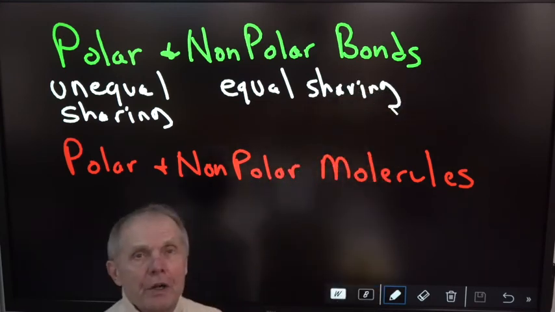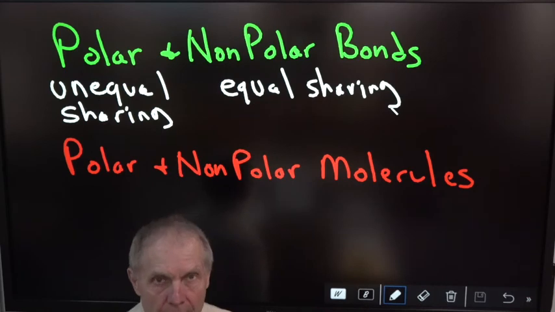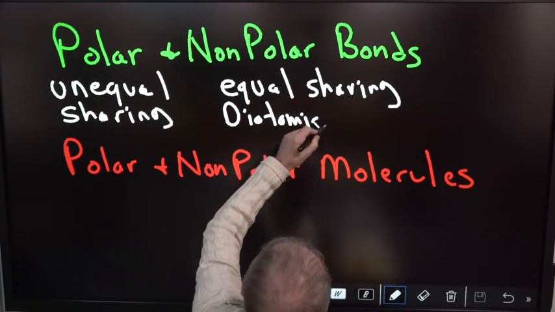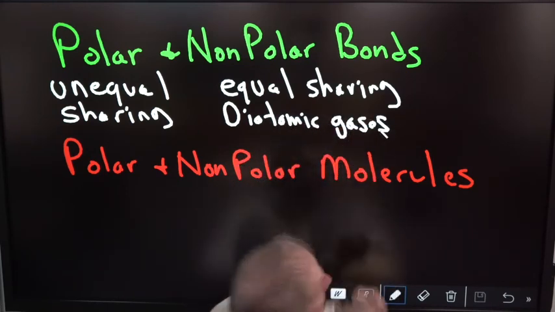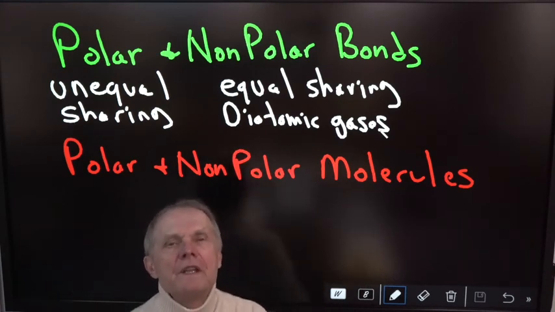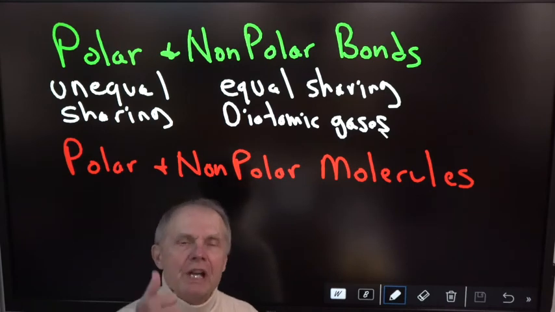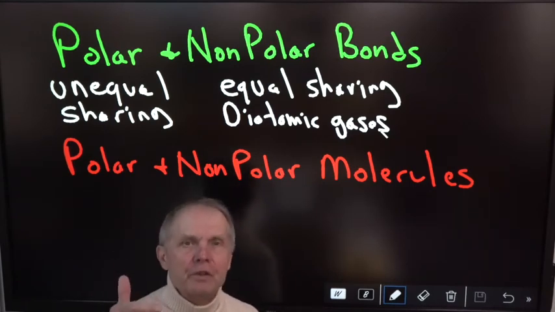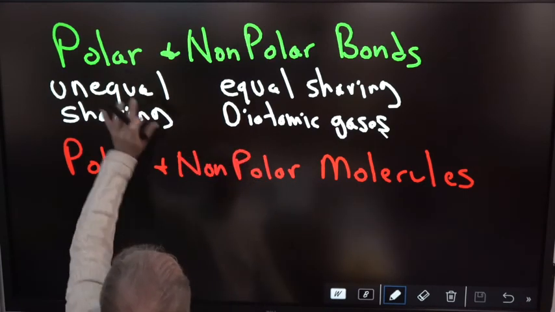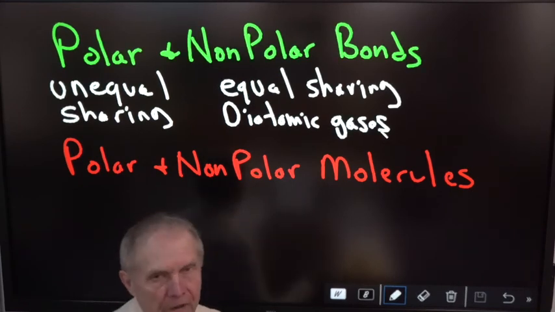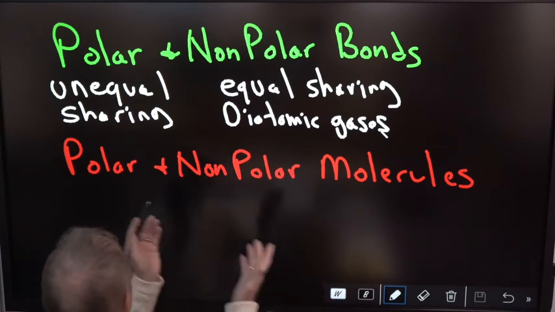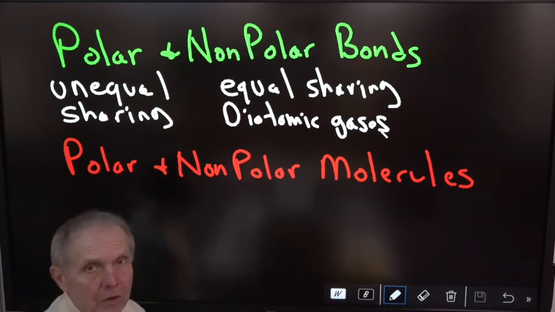Going to be equal sharing, and the only example of equal sharing are these. So, nonpolar bonds are only found between the atoms of diatomic gases. N2, O2, F2, Cl2, Br2, I2, and H2. That's it. So, polar bonds, unequal sharing between two different nonmetals. Nonpolar bonds, equal sharing. Now, down here, a polar molecule.